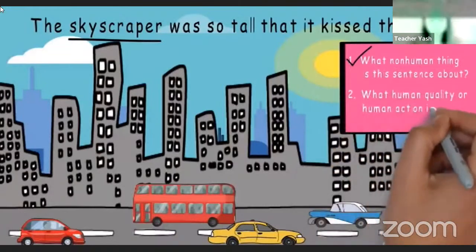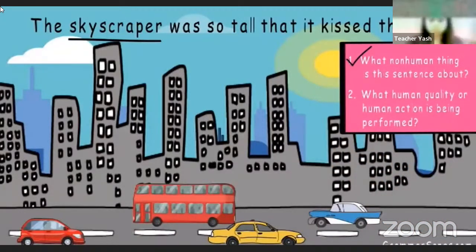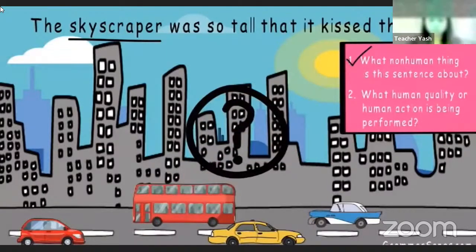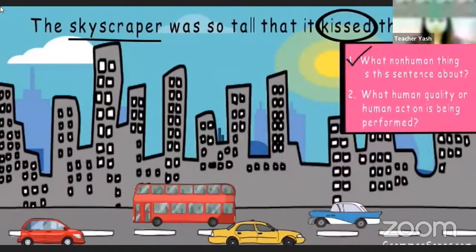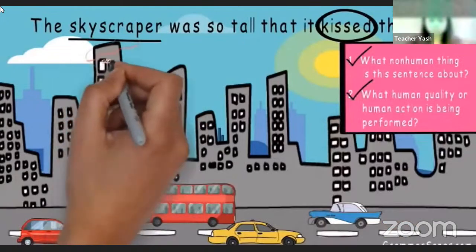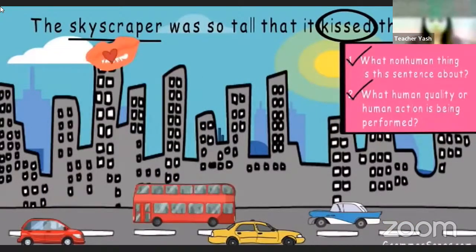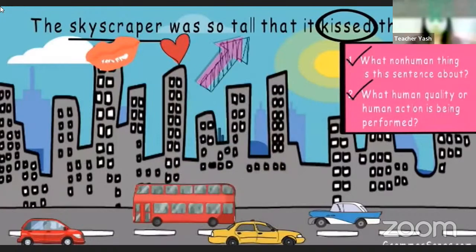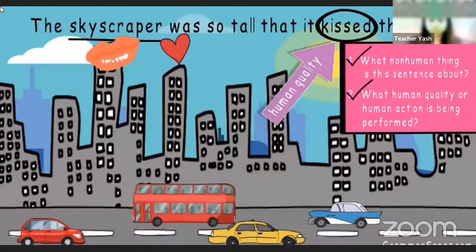Next, we need to find the human quality or human action being performed by the skyscraper. Do you see something only a person would really do? Kiss! A skyscraper doesn't have lips like a human, and it can't really kiss anything. That is why personification is a form of figurative language. The author is describing the height of the skyscraper by giving it a human quality.